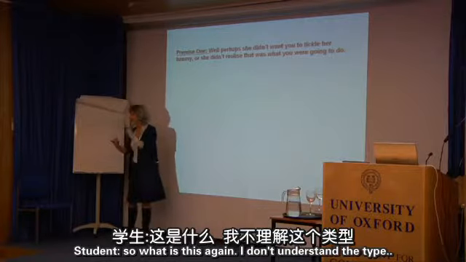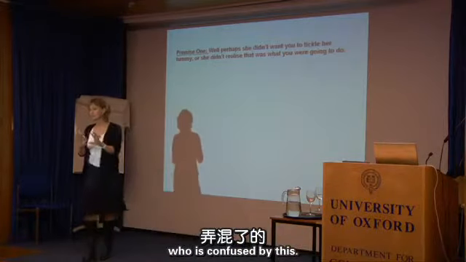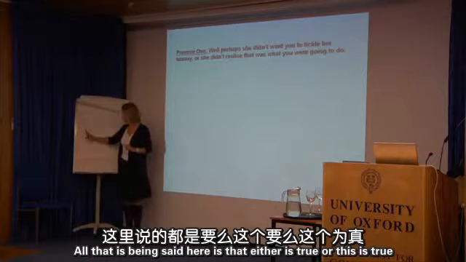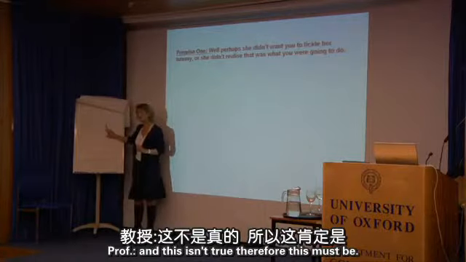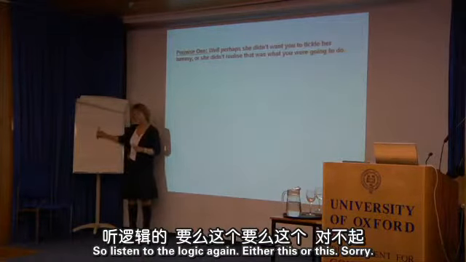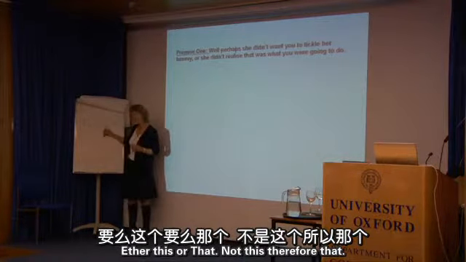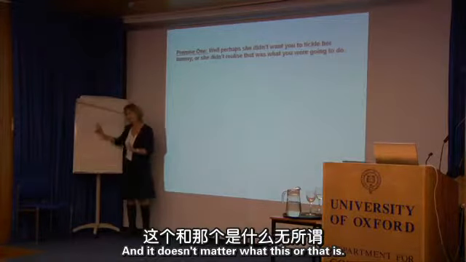So what was this again then? I'm sure you're not the only person who's confused by this. All this says here is either this is true or this is true. And what's the next bit of the sentence? And this says this isn't true, therefore this must be. So listen to the logic again. Either this or that. Not this, therefore that. And it doesn't matter what this or that is.